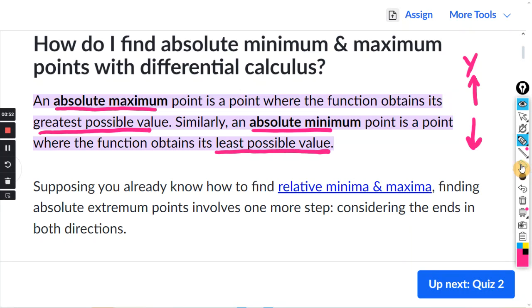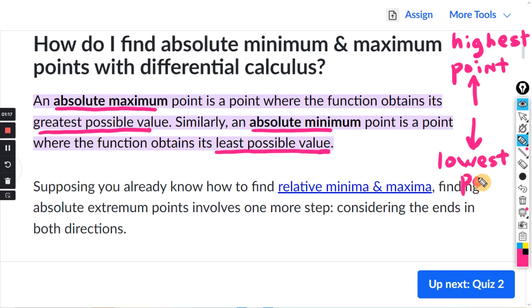In fact, if you were on the graph, I would say for the maximum, it is just going to be the highest point. Okay, and the minimum, of course, is just going to be the lowest point. So that's it. It's that simple.